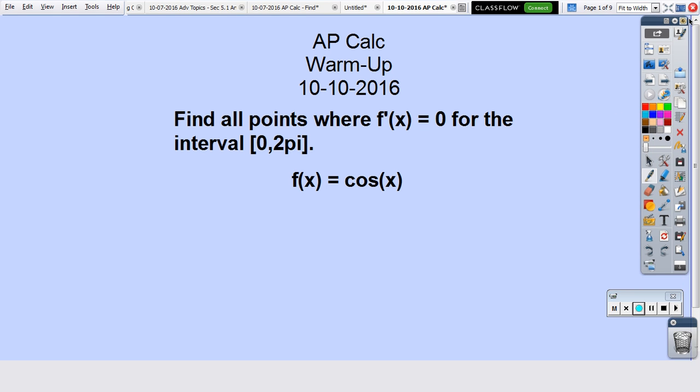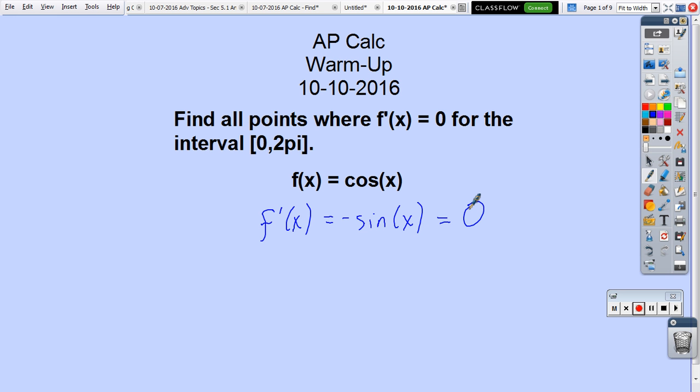So this is something that you should be comfortable with, but for those of you that, for whatever reason, didn't study this in pre-calc: it says find all points where f prime of x equals 0 for the interval from 0 to 2 pi. So we know that f prime of x is equal to the derivative of cosine, negative sine x. Okay. So find all points where this equals 0.